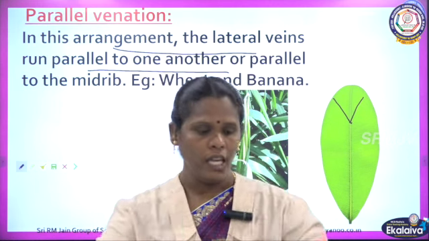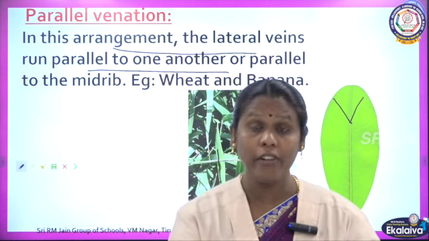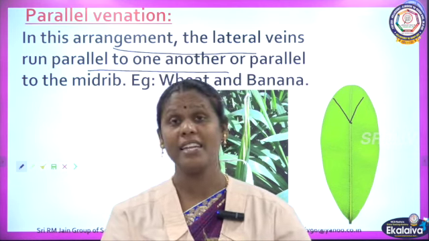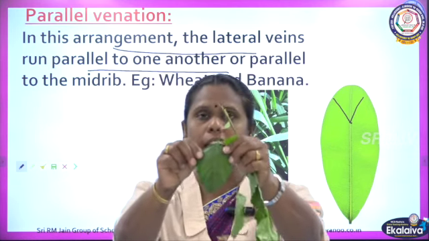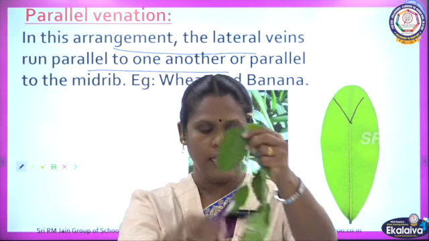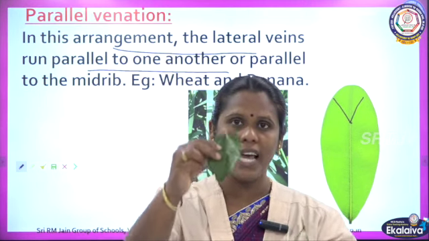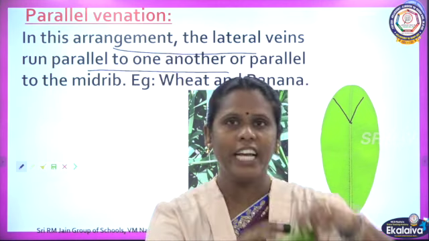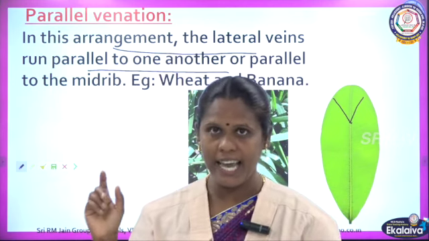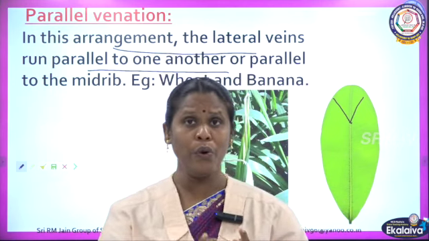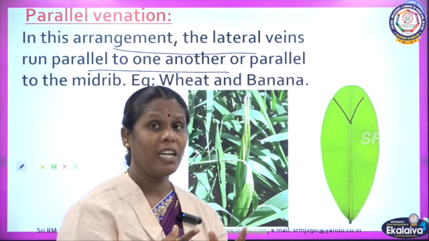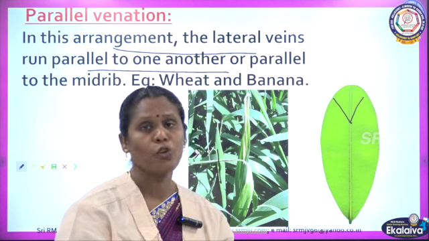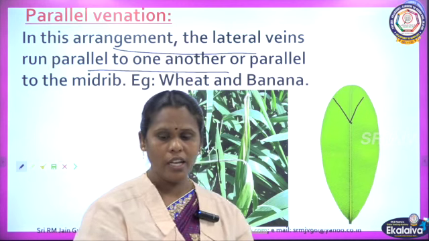Then in reticulate venation, most of the plants have reticulate venation. See, these are the examples of reticulate venation. Already I said mango and neem leaves are examples of reticulate venation. Right, children?